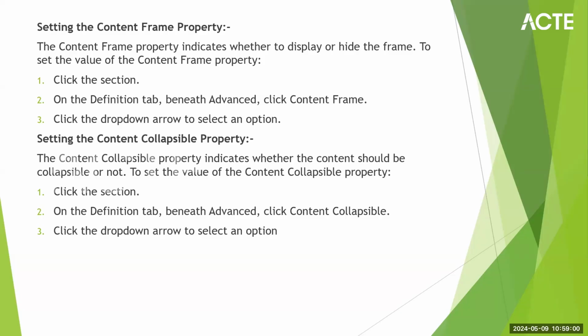Click the content collapsible property. Previously, I told you collapsible in the sense that three buttons will be there. When you click on that, the fields will be displayed, similar to a toggle.